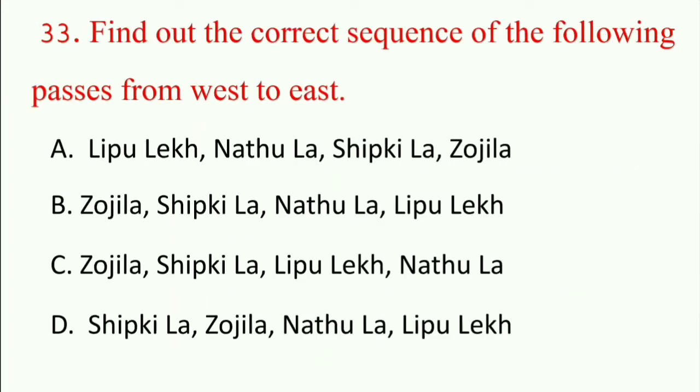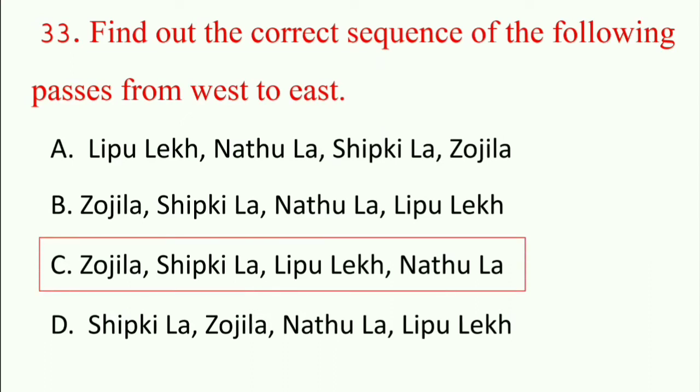Next, find out the correct sequence of the following passes from west to east. Answer: first Zojila, second Shipki La, third Lipu Lekh and fourth Nathu La. Zojila is situated in Jammu and Kashmir, Shipki La in Himachal Pradesh, Lipu Lekh in Uttarakhand and Nathu La in Sikkim. This is the correct sequence of the passes from west to east.